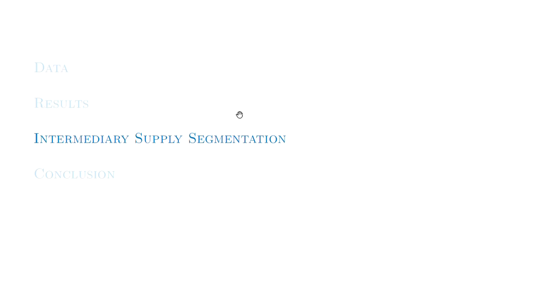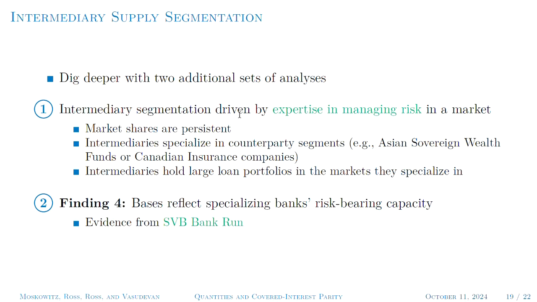So with the last few minutes, I'm going to talk a little bit more about intermediary segmentation, or the role of individual banks' constraints. We show in the paper that intermediary segmentation is driven by what we think is expertise in managing risk in a market. We show evidence that market shares are persistent and intermediaries specialize in certain counterparty segments. For example, if a bank specializes in Canadian insurance companies yesterday, it's likely to today. And lastly, banks hold large loan portfolios in the markets in which they specialize. What this suggests is that it's not that the trading desk alone specializes, but that the bank across all lines of business specializes in these markets.